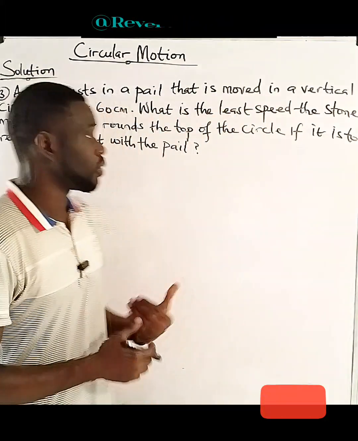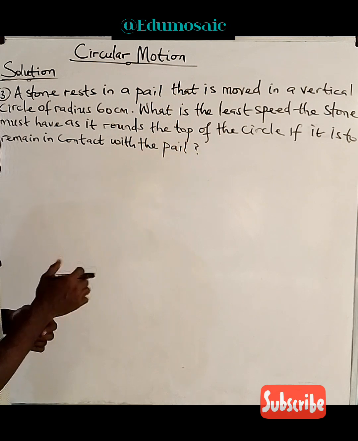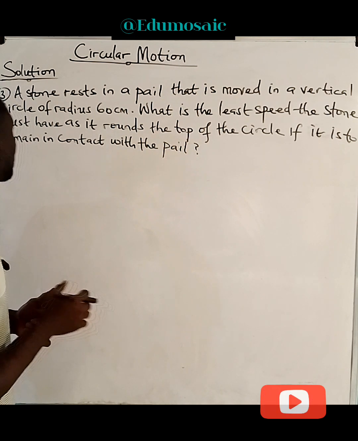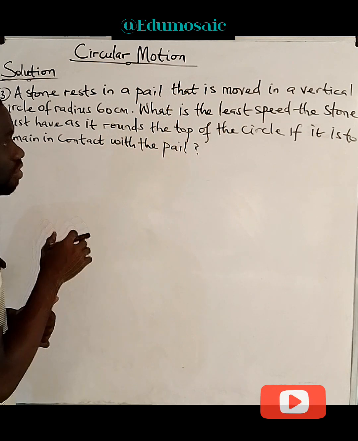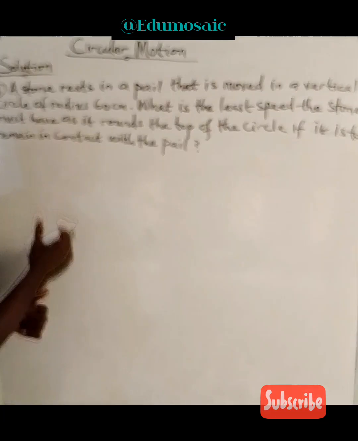So let's see what we have right here on the board. A stone rests in a pail that is moved in a vertical circle of radius 60 centimeters. What is the least speed the stone must have as it rounds the top of the circle if it is to remain in contact with the pail?